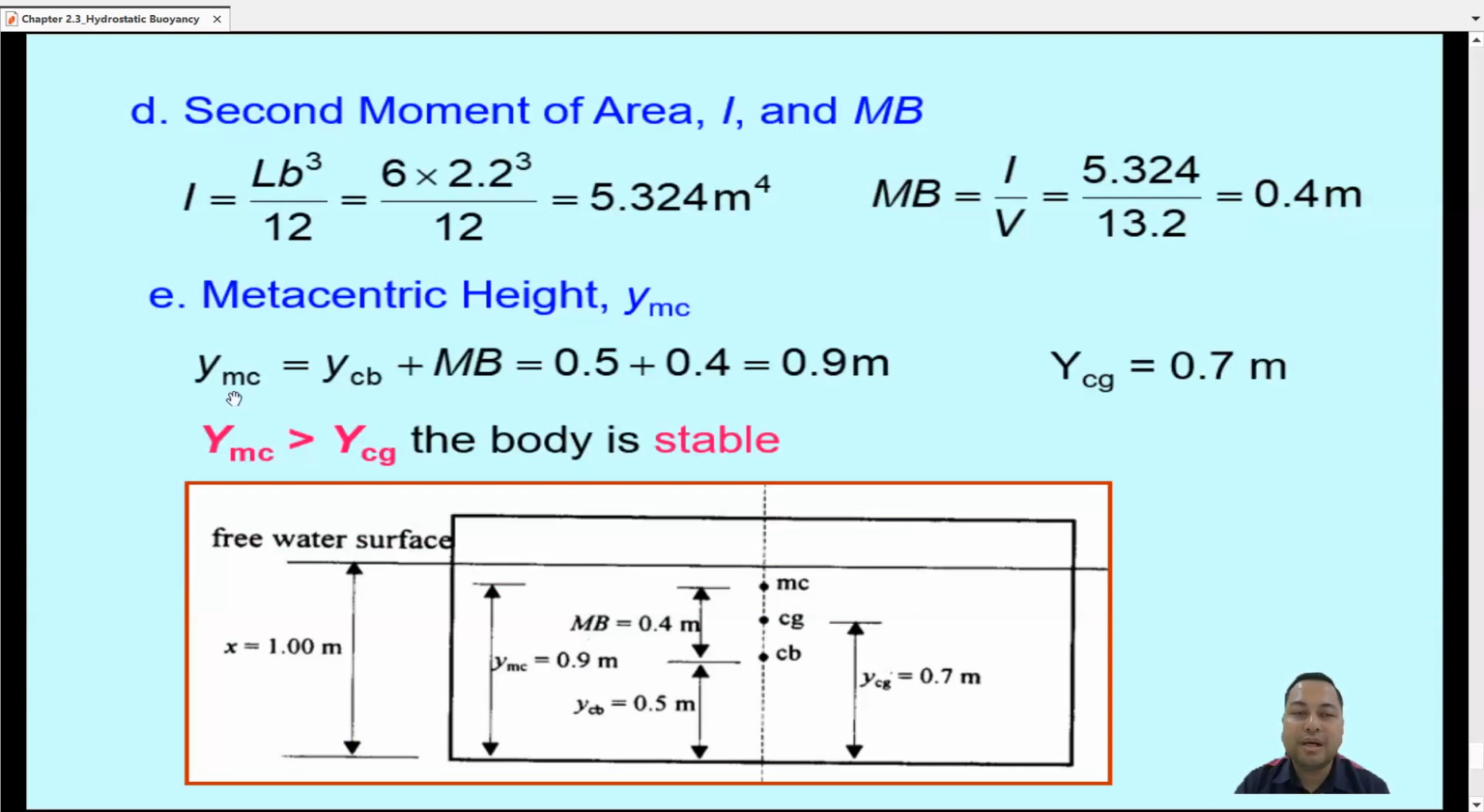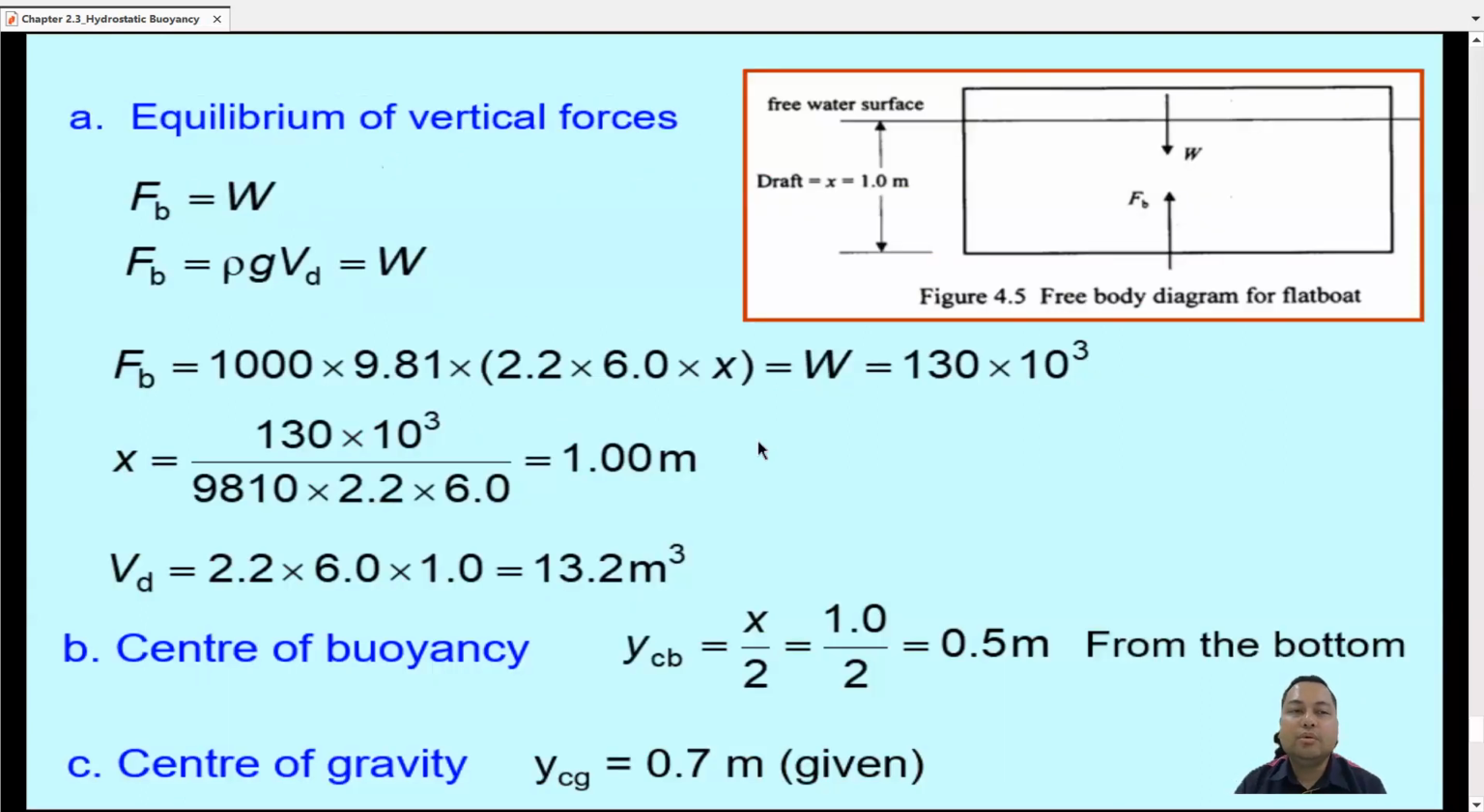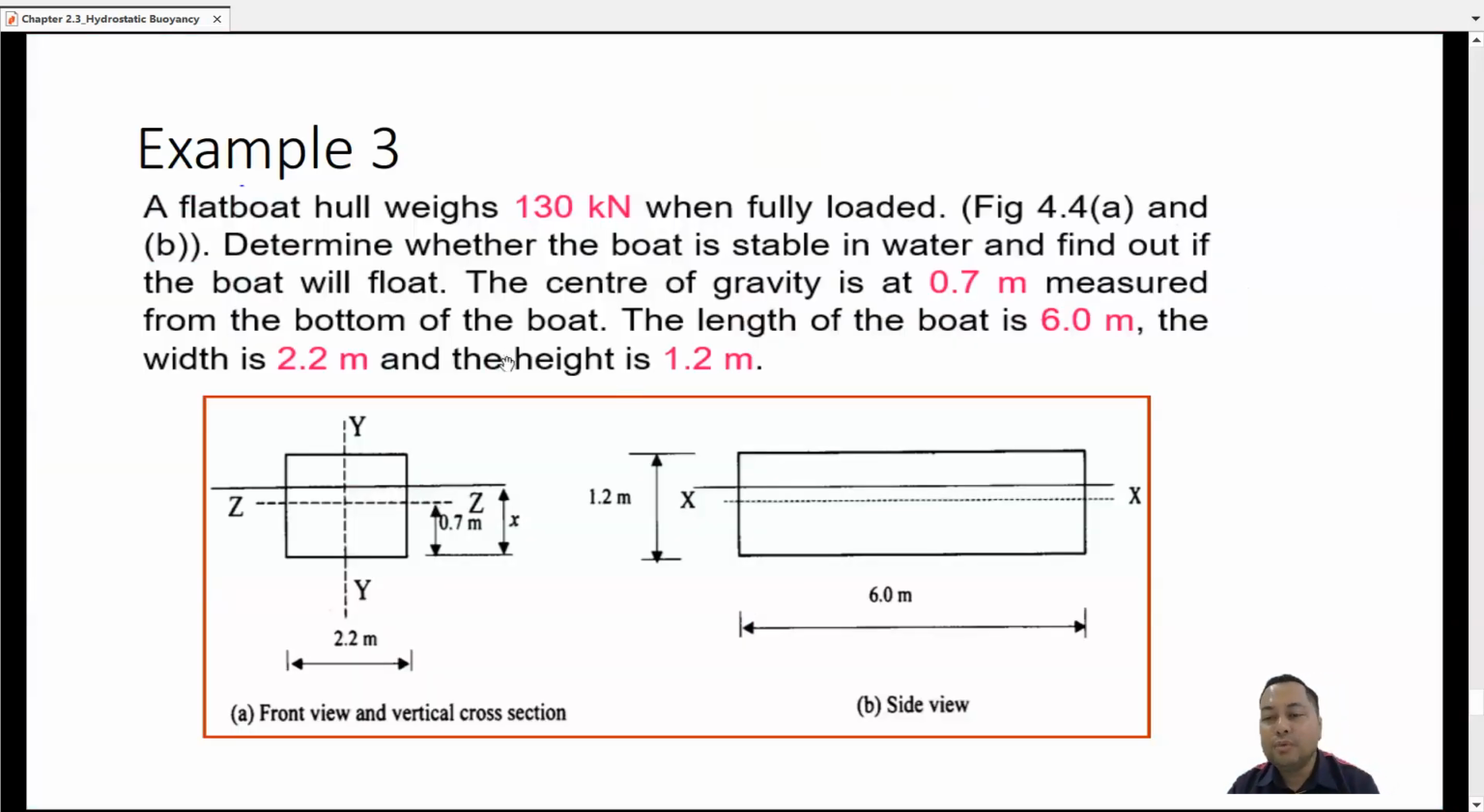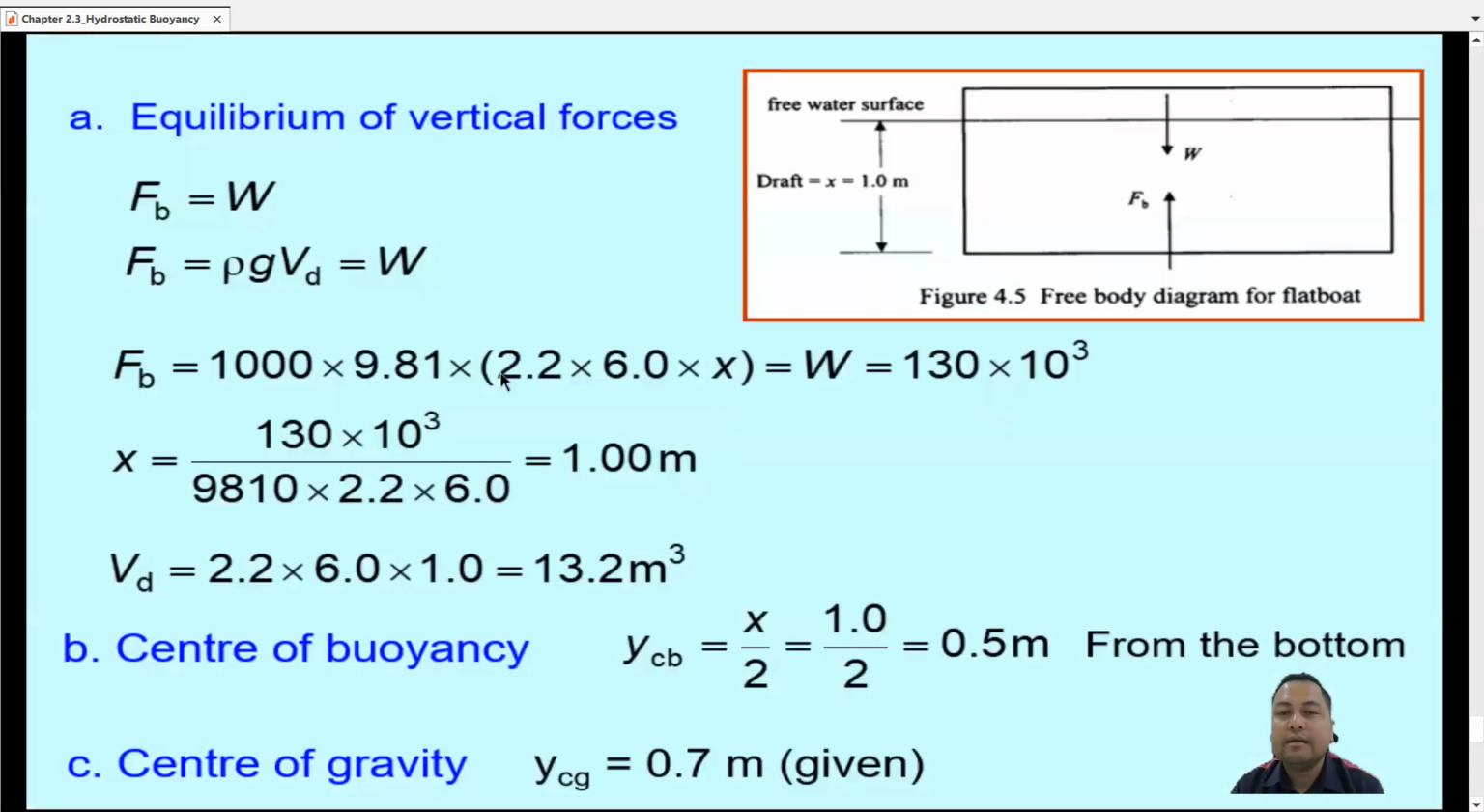And then we can determine the value for YMC, which is YCB plus MB. We got it to be 0.9 meter. Remember, we have to compare the value for YMC with the YCG. If the YMC is greater than or equal to the YCG, the body is said to be stable. So in this case, the flat boat hull will be stable and will not overturn.